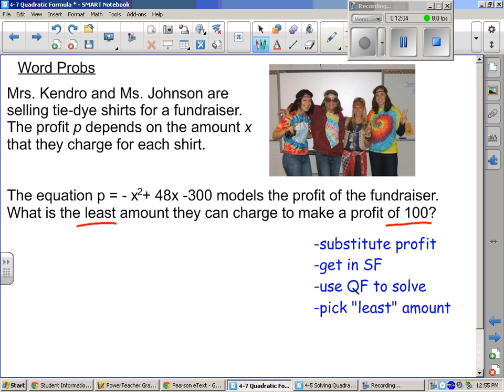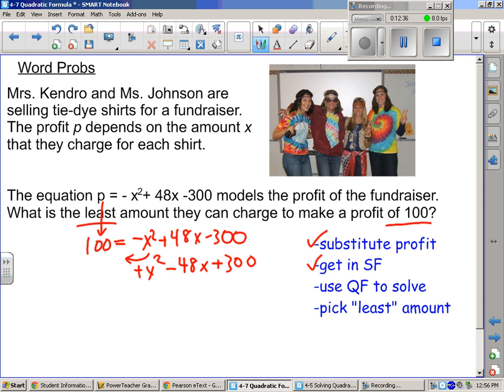Yeah, very good. Okay. So first thing we're going to do is substitute the profit in there. So for P, we're going to put 100. So into that equation right there, we're going to put 100. Then we have negative x squared plus 48x minus 300. Next step, get it in standard form. That means I got to have 0 on the other side. I want to bring this stuff over here to make the positive x squared. So I'm going to add x squared, I'm going to subtract 48x, and I'm going to add 300.